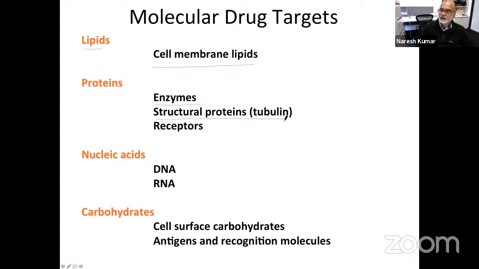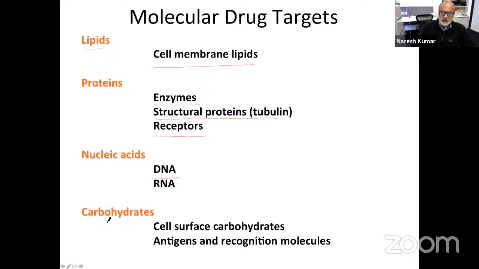And if you can interfere with that cell division, obviously that's going to be a problem. There are receptors as well. Our body has many different receptors. And if we've got time, we're going to touch on that as well, to see how drugs can interact with receptors. And also, we're going to look at DNA as a target for binding drugs.